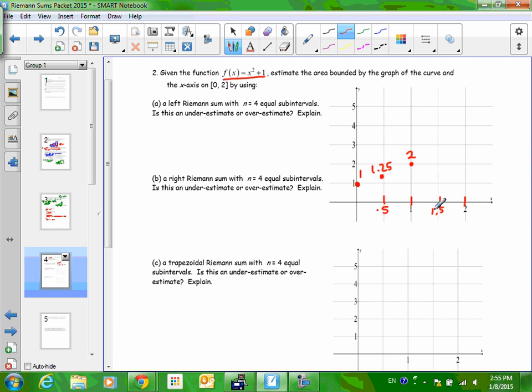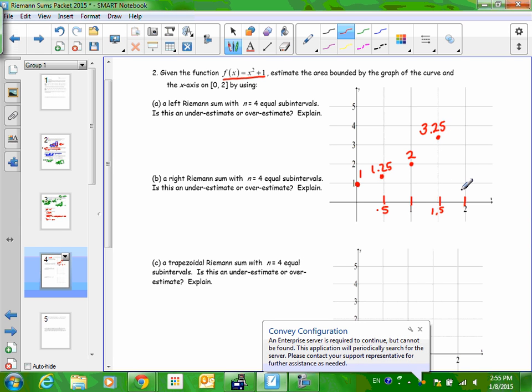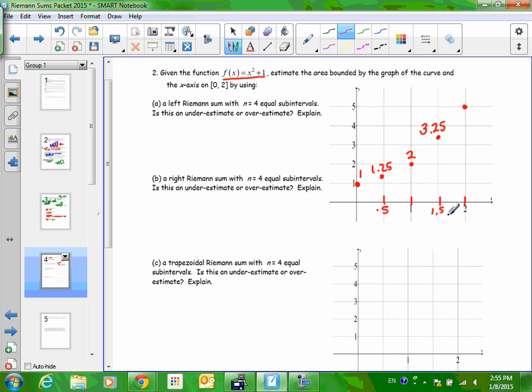1.5 squared plus 1? Use your calculator if you need to. So 3.25, good. If we were without a calculator, I would encourage you to change that 1.5 into 3/2 and do it that way, but you get a calculator. And this makes sense because this is a parabola shifted up 1, and this looks like half of a parabola. 2 squared plus 1 is 5. Okay, so moving on with the problem.